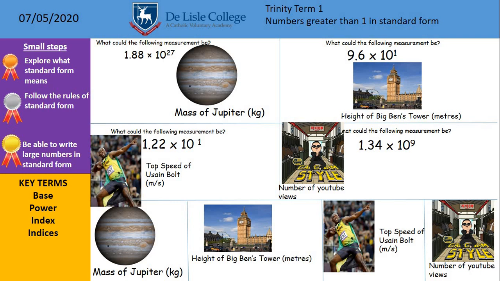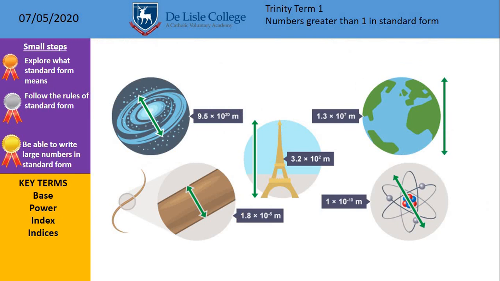1.34 times 10 to the power of 9 was the number of views they got for that song. So these are the sort of examples you tend to see it in. It appears a lot in things like astronomy and science. So you've got anything that's measured in standard form, from the diameter of the Earth, the height of the Eiffel Tower there, and then you'll see a slightly different one there, 1 times 10 to the power of minus 10, the bottom right one, the size of an atom there.